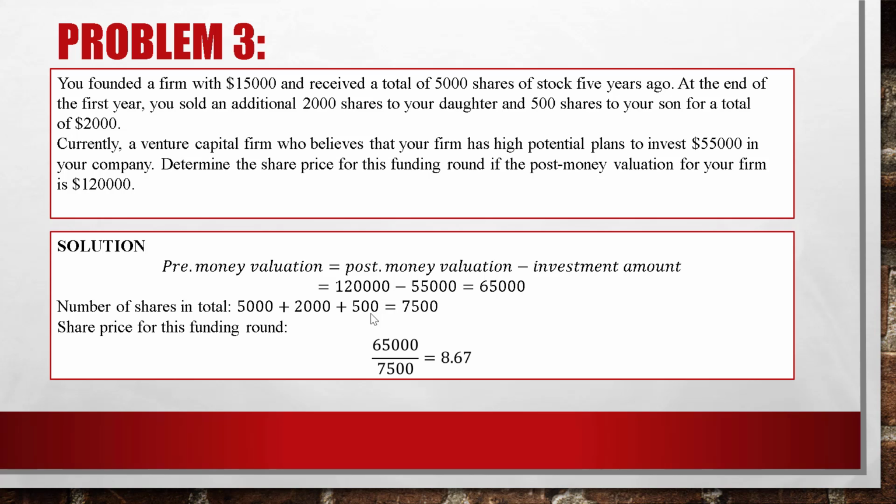Now the number of shares in total, we have 5,000 shares with 2,000 shares that we sold to the daughter and 500 shares to the son. So totally we have 7,500 shares in total. Now the pre-money valuation is 65,000, and there are 7,500 shares in total. So the share price for this funding round is 65,000 over 7,500, which is 8.67.